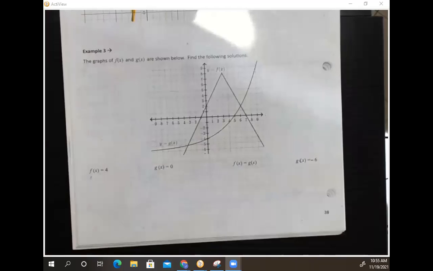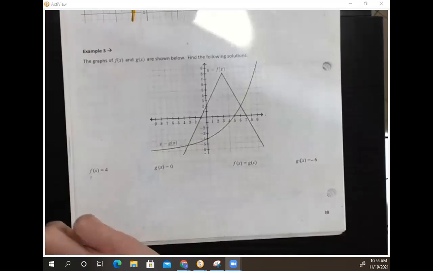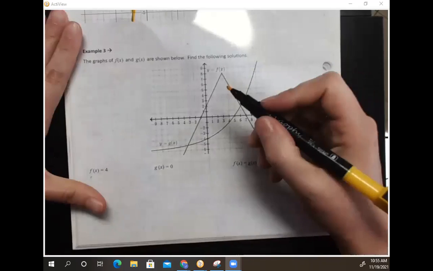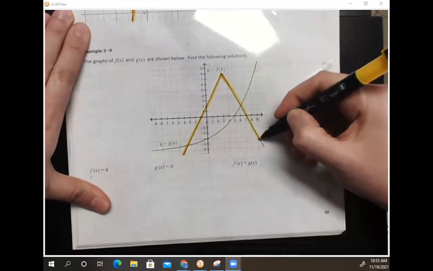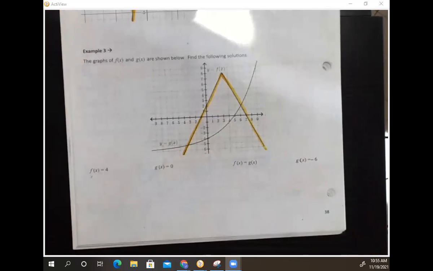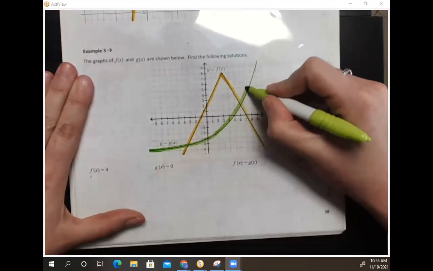I'm going to color coordinate again. They didn't give us the equation or the function for f of x. It's labeled on the graph for us. They didn't give us the equation for g of x either. It's just labeled on the graph for us. I'm going to go ahead and just draw over them to make it a little easier to see and to talk about. So what we're going to look at here is kind of a throwback again to something we've already seen before.